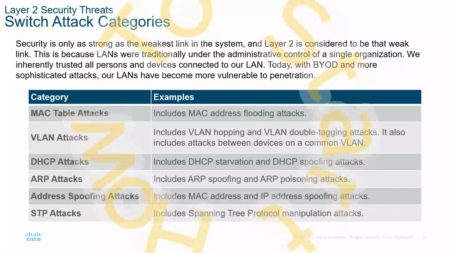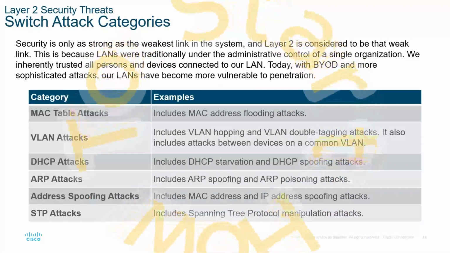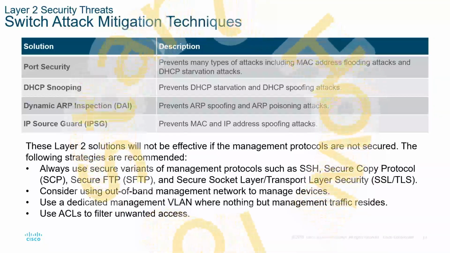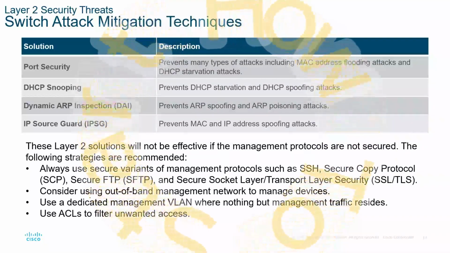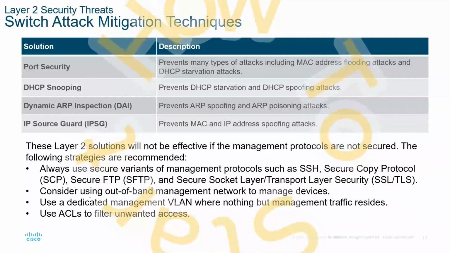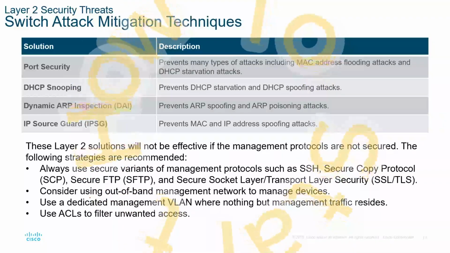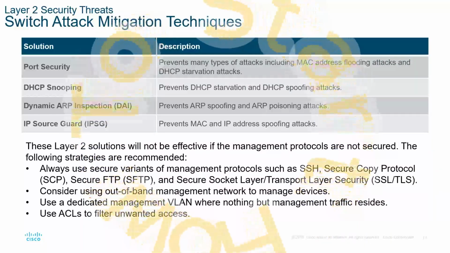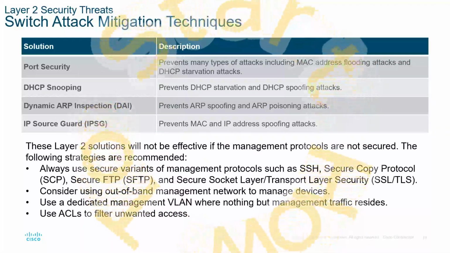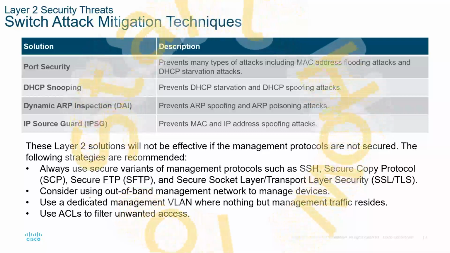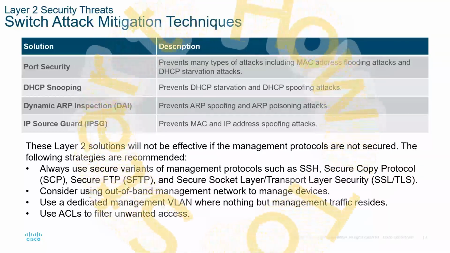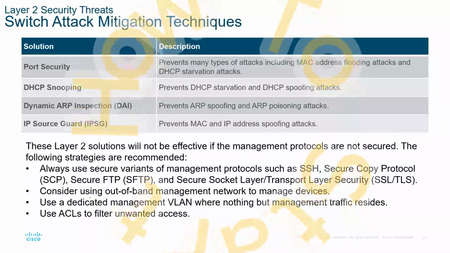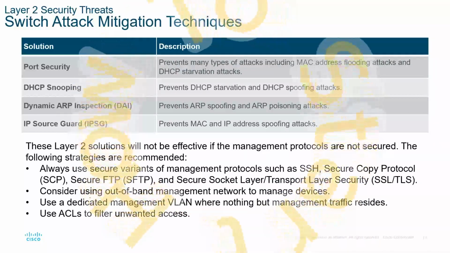And we actually have slides covering each one of these. So, we have things like switch-based attacks and mitigation. If our switch is under attack, we can mitigate it 4 different ways. We can do port security. That prevents types of attacks including MAC address flooding attacks and DHCP starvation. DHCP snooping mitigation prevents starvation and spoofing DHCP attacks.